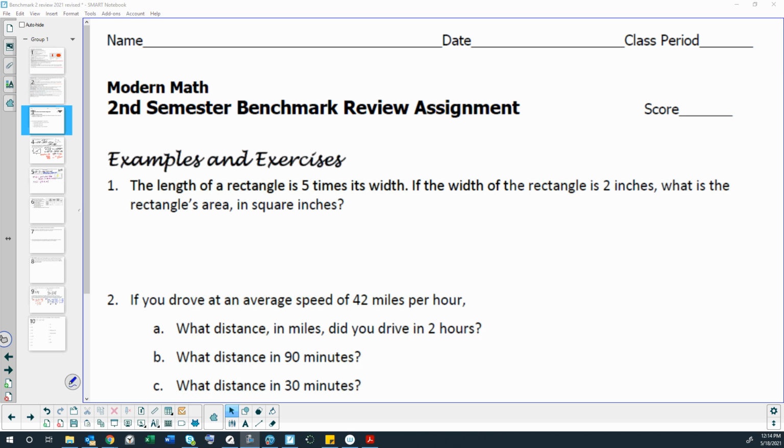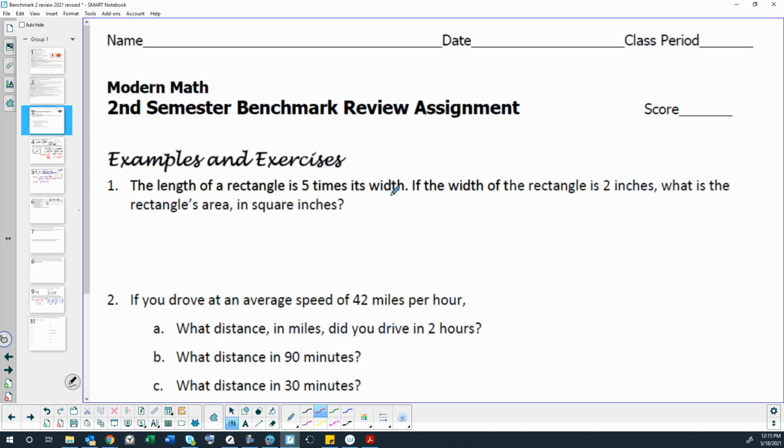Modern Math second semester benchmark review assignment. Question 1. The length of a rectangle is 5 times its width. If the width of the rectangle is 2 inches, what is the rectangle's area in square inches?